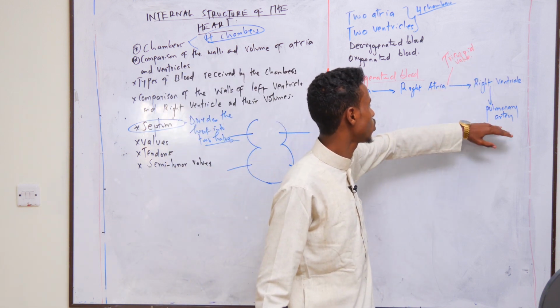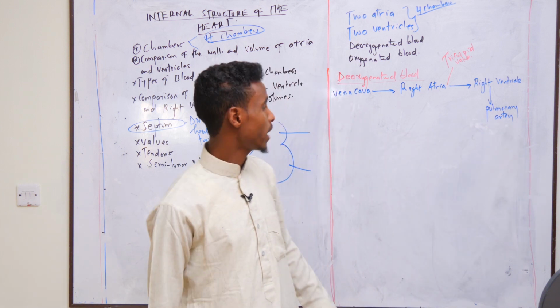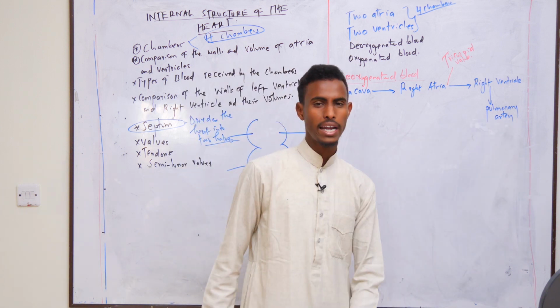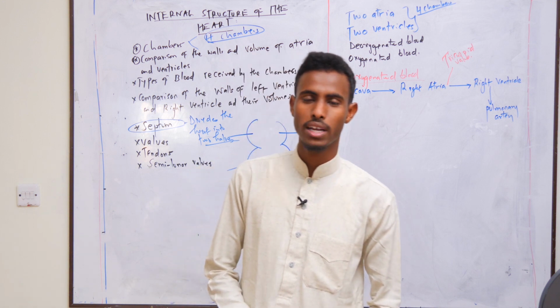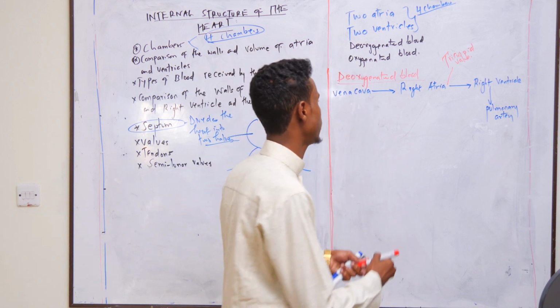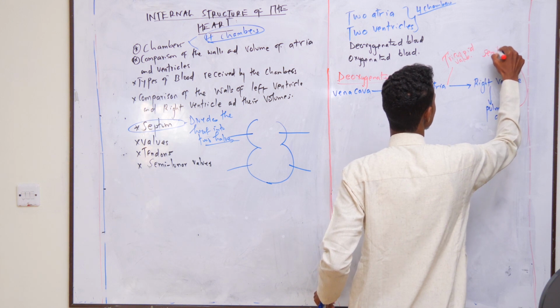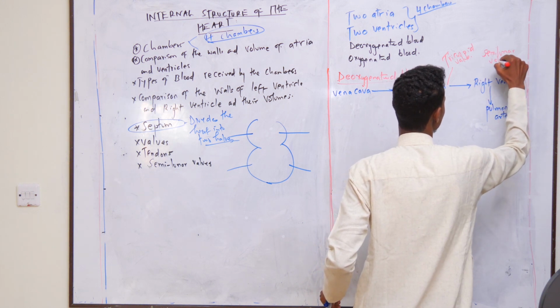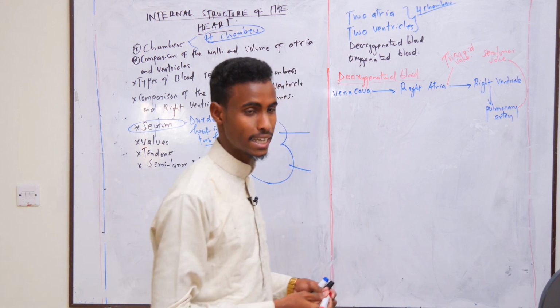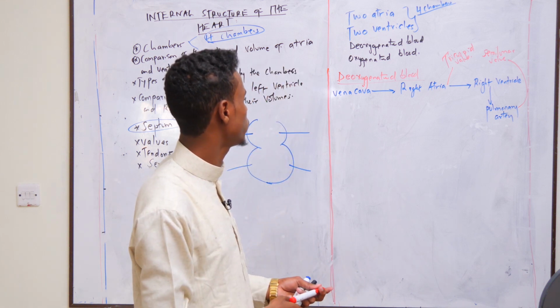From the right ventricle, blood is pumped out of the heart through the pulmonary artery. And at the base of the pulmonary artery, we also have another valve called the semilunar valve. We're going to see their function later, but let's now look at how the blood flows.